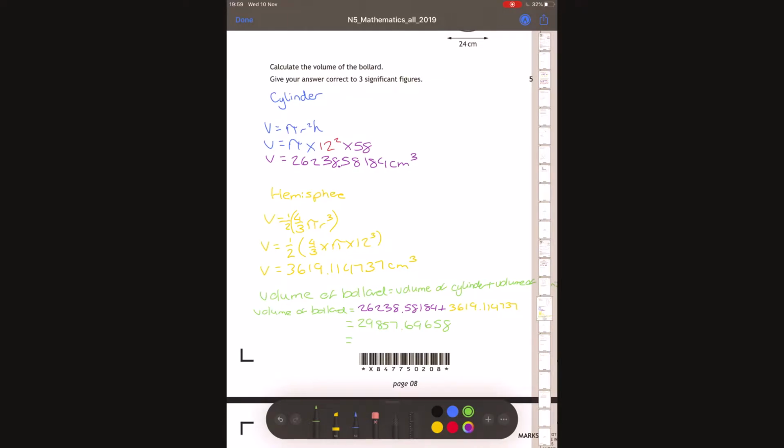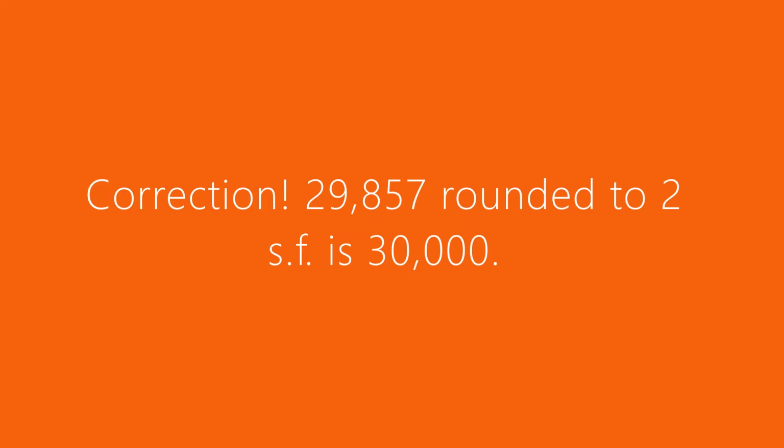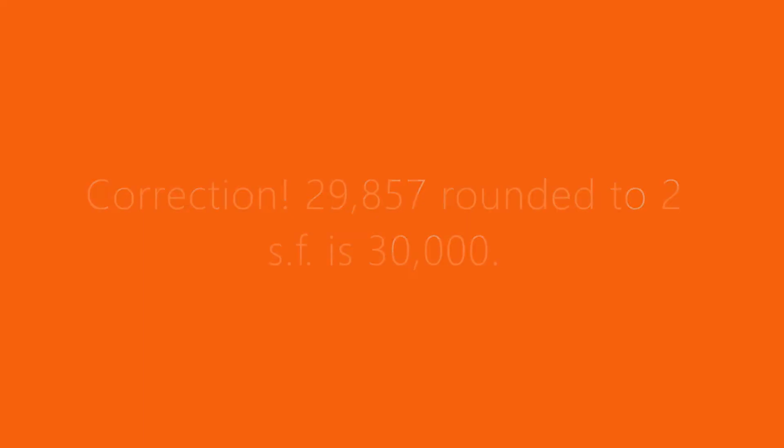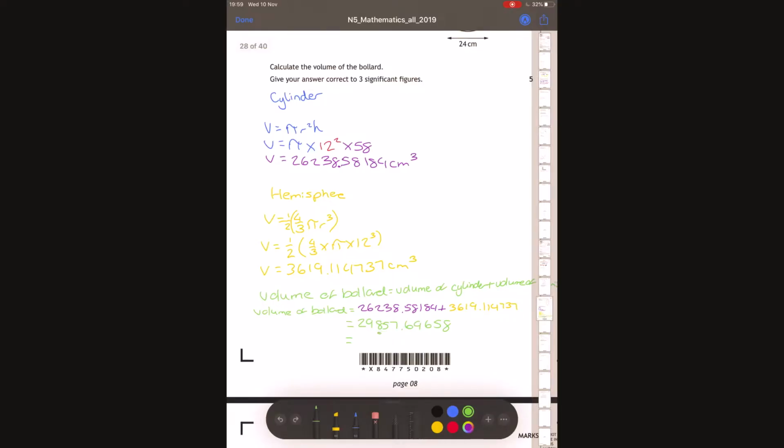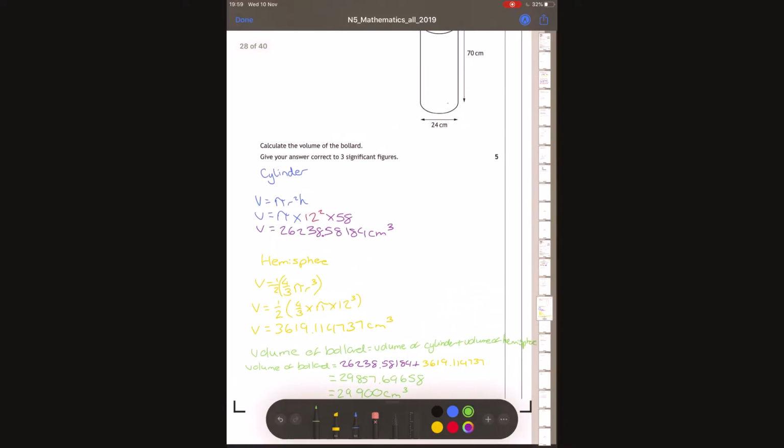So 3 significant figures, well, we know that 2 significant figures would be 29,000. So then we're looking at this one here, and oh look, this is a 5, which means we round up. So it would be 29,900 centimetres cubed. And that's your answer. So it's quite easy to do.